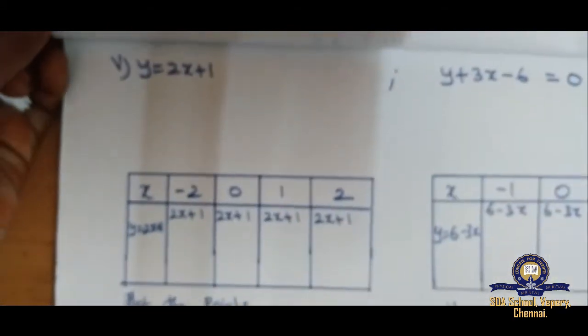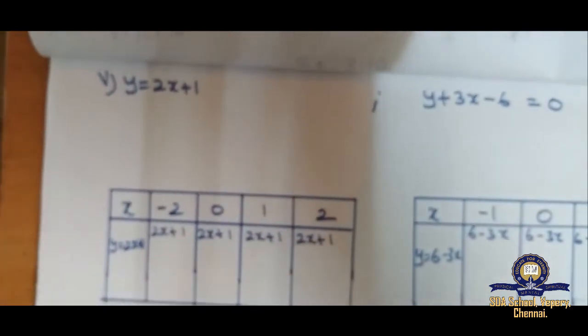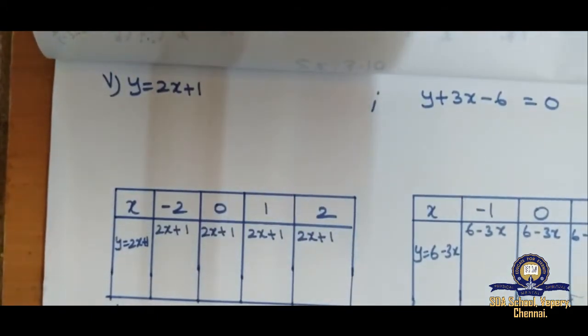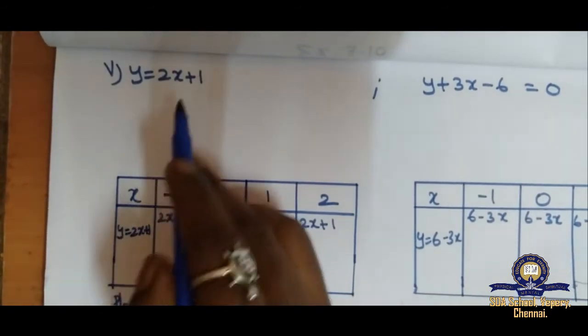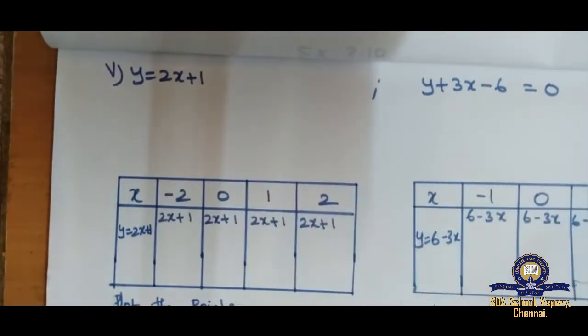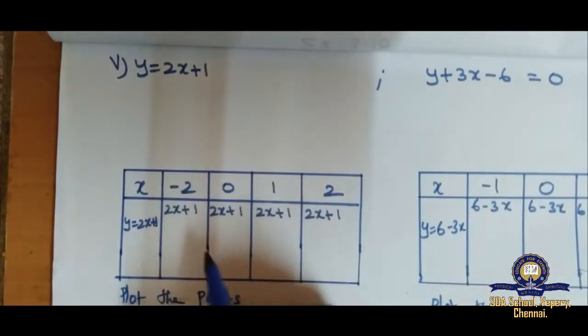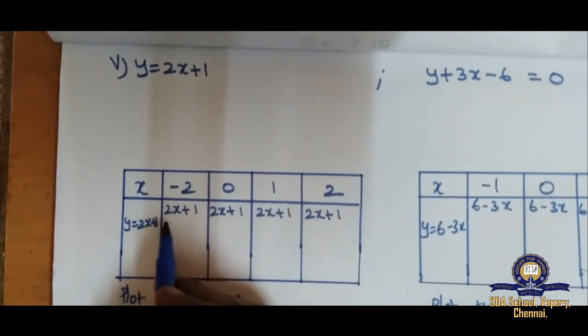Next, fifth equation. Fifth equation is y is equal to 2x plus 1. Here they have directly given the equation as y is equal to 2x plus 1. Here there is no need to simplify anything. So I have assumed the values minus 2, 0, 1 and 2. So y is 2x plus 1.